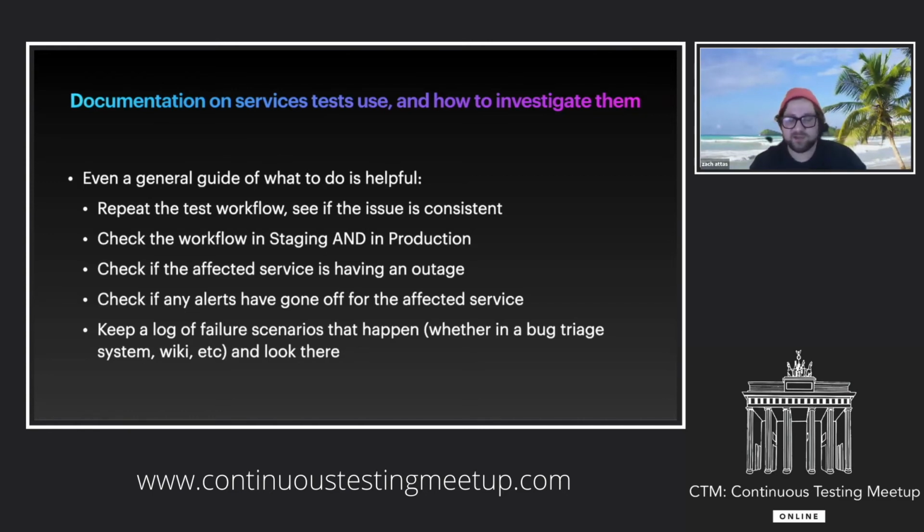We also keep a log of failures that happen, maybe in a bug triage system or in a wiki or in that report portal service. And you can look there to see if it's a regression, if it's something that's happened before. And we have this as a checklist so that, again, the person who's triaging is maybe less stressed and they have a place to look for what to do in these scenarios.